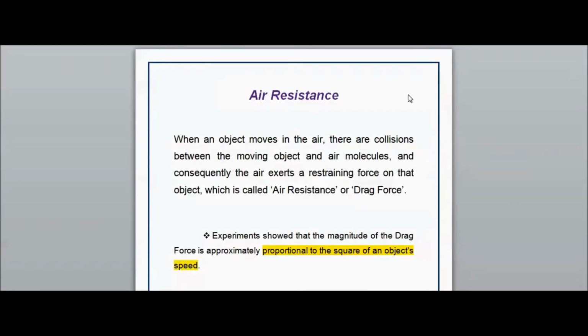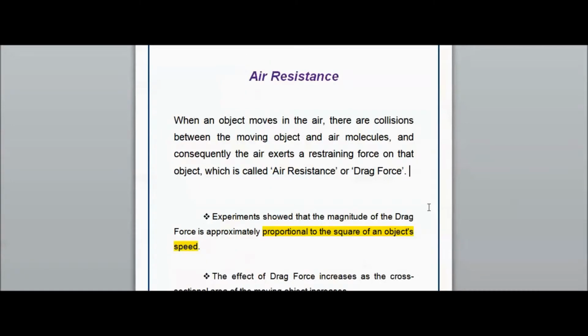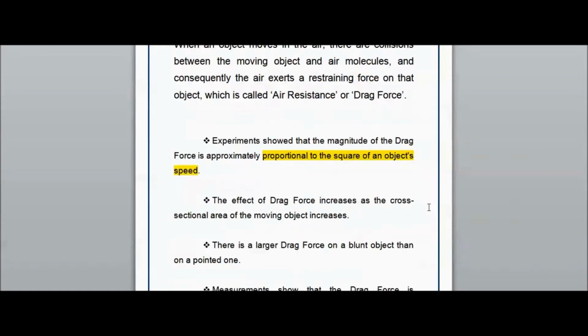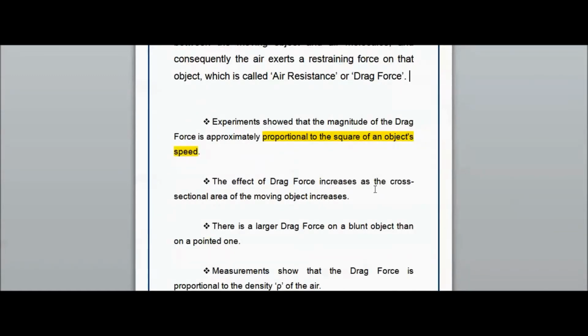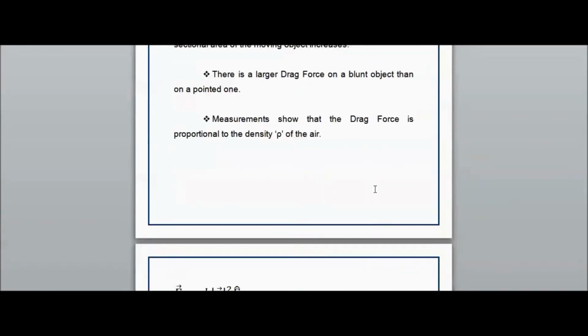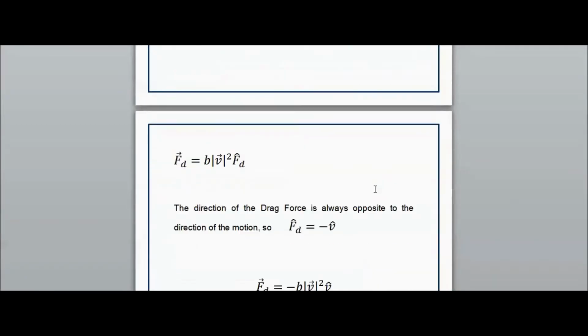When an object moves in the air, the air exerts a restraining force on that object, which is called air resistance or drag force. The drag force depends on the speed of the moving object, on the cross-sectional area of the object, on the shape of the object, and on the density of the air. According to the above, the formula for the drag force is the one shown.